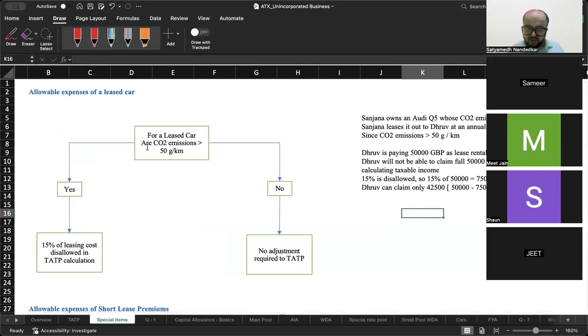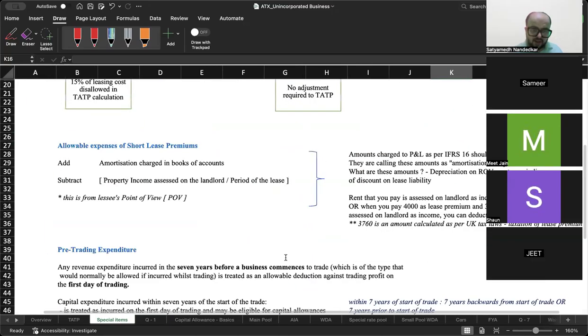For a leased car where CO2 emissions are greater than 50 grams, 15% of the leasing cost is disallowed in the TAP calculation, and if not, then there is no adjustment required. Government often introduces these measures to keep pollution under control. So, long story short, if I am a business owner and I have taken a car on lease to be used in my business, and the CO2 emission of that car is greater than 50 grams per kilometer, then 15% of the leasing cost is disallowed.